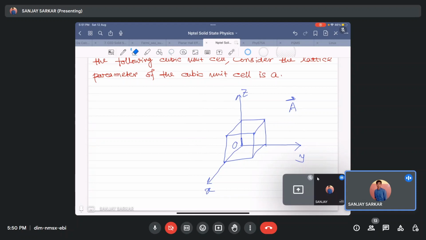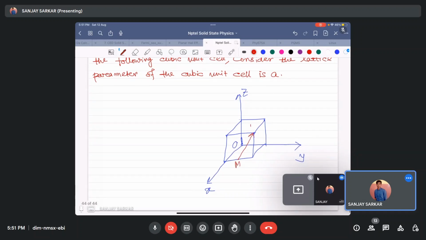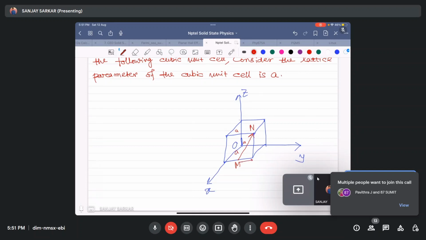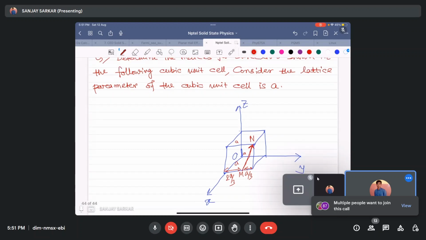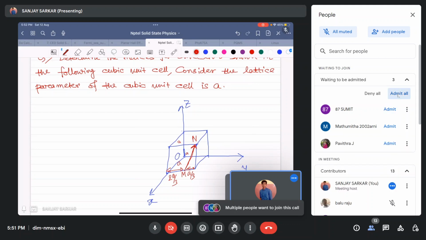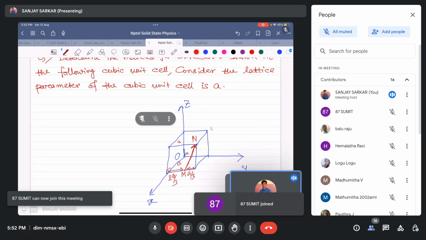So if we give another random vector, say this is m, this is n, and these are all a, this is a by 2. Okay, so it will be better if I do it this way: this direction is a by 3, this is 2a by 3, this up to this is a by 3, and this is m. So you have to find the directional indices of mn. No options are given. Calculate this and let me know what are the correct options.